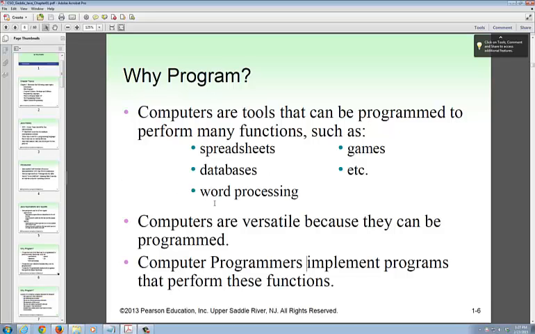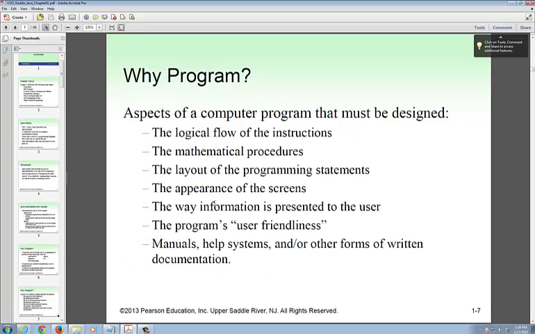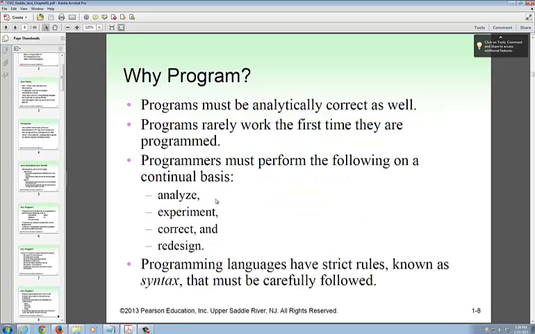So why do you program? Well, one of the things is that a program is tailored. It's like you don't want to buy a suit off a shelf that doesn't fit you. You want to buy a tailored suit that gives you the proper dimensions and fits your needs. So when you actually start to program, there are things that you analyze, you experiment, you correct, and you redesign.